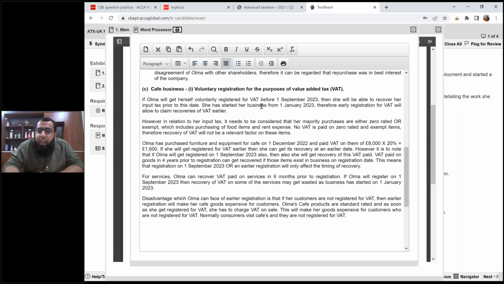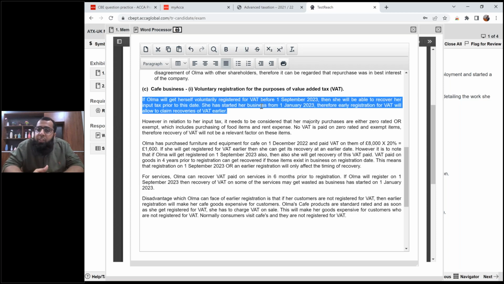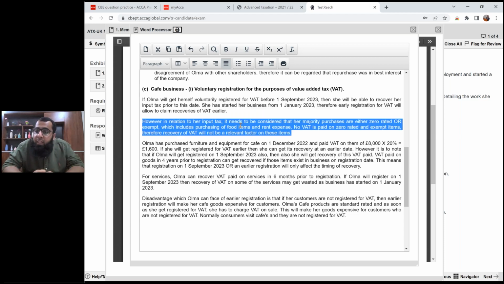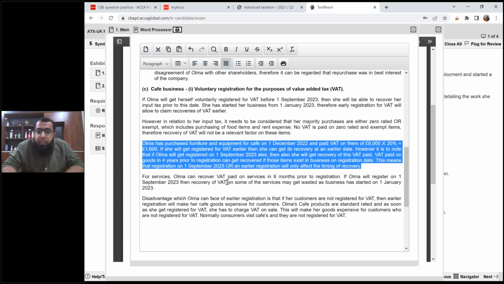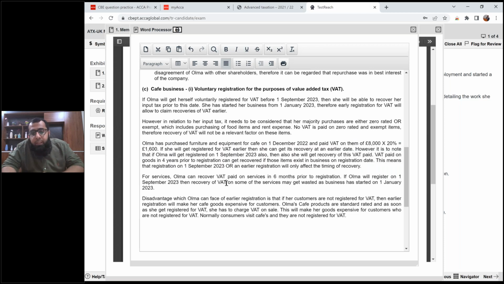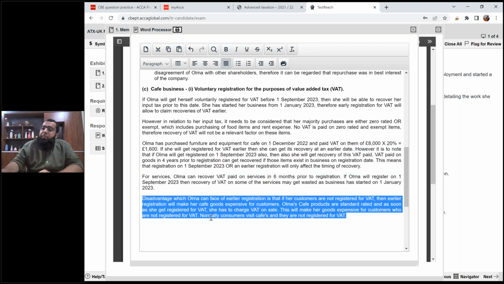Voluntary registration for VAT. We simply said that earlier registration means earlier recovery of VAT. Then we said that her majority purchases are zero rated and exempt, so recovery is not her primary issue. Then we commented on the equipment, then we commented about the services, and then we commented on disadvantage. Please give me a feedback. Are you people understanding the things?